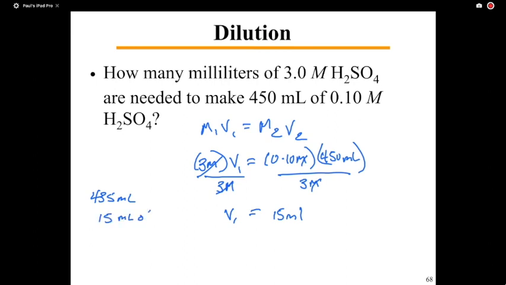Okay, 15 mils of what? The 3 molar solution plus 435 mils of what? Water, because we're diluting, will create a 450 milliliter solution of a 0.01 molar dilute solution.